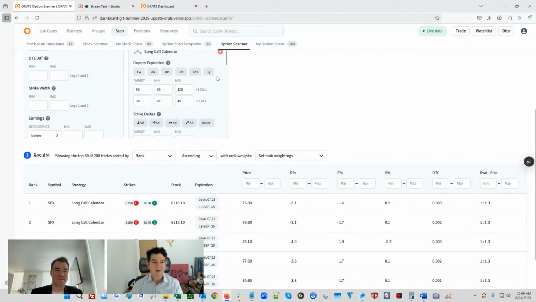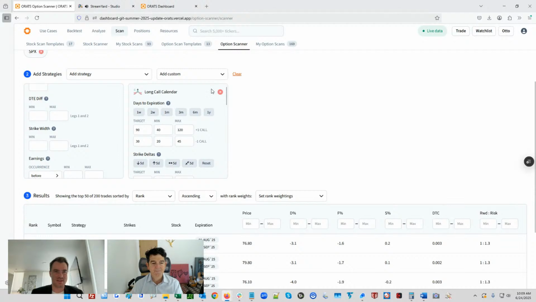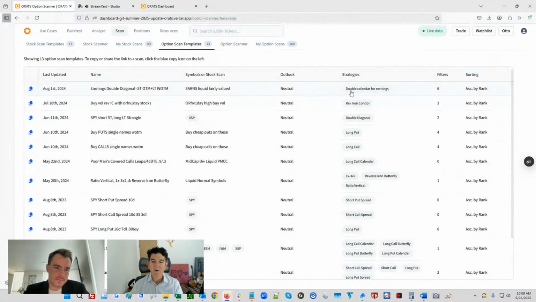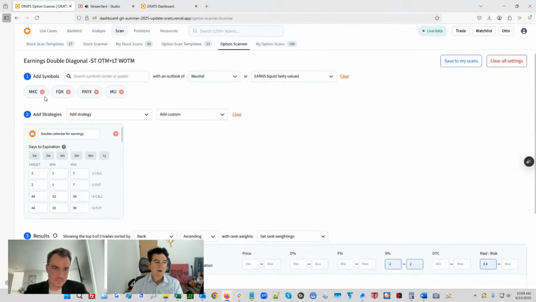Well, that's why we have the templates in there for a lot of these things. There are 13 templates in there right now. Maybe we'll add more after this episode, but it's a good starting point. Right. Let me do that double. Here's a double calendar.